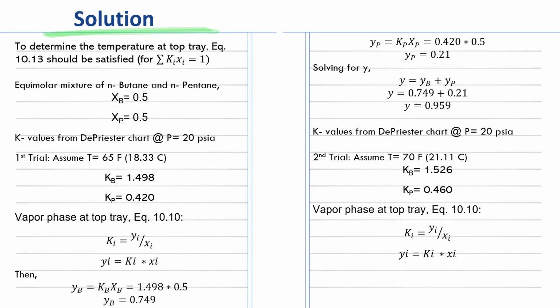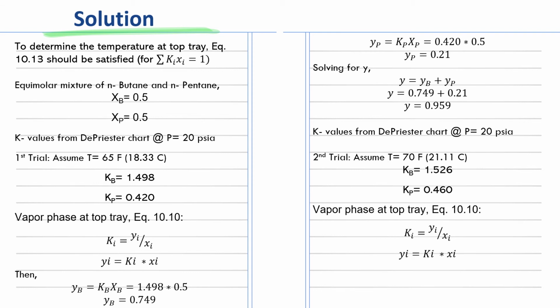For the vapor phase at the top tray, we use equation 10.10, and deriving this equation, we get Yi is equal to Ki times Xi. For n-butane, the K value multiplied by its mole fraction gives 0.749. For n-pentane, using the same process, we get 0.21. Summing them, we get 0.959, which is not close to unity, meaning we need to assume a higher temperature for the next trial.